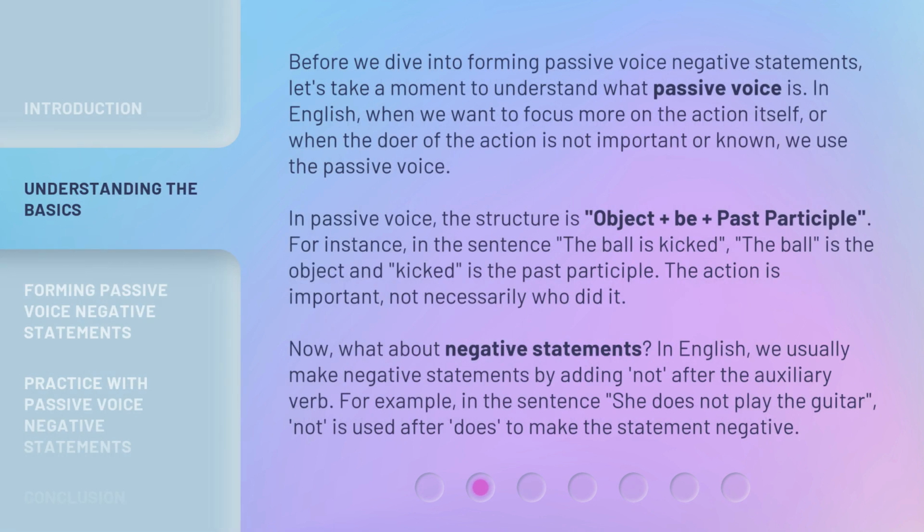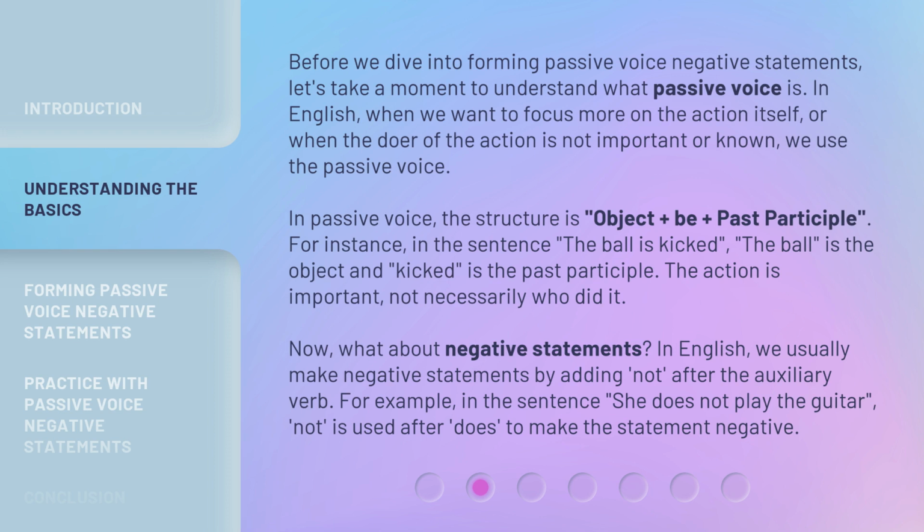Before we dive into forming passive voice negative statements, let's take a moment to understand what passive voice is. In English, when we want to focus more on the action itself, or when the doer of the action is not important or known, we use the passive voice. In passive voice, the structure is object plus be plus past participle. For instance, in the sentence, the ball is kicked. The ball is the object and kicked is the past participle. The action is important, not necessarily who did it.